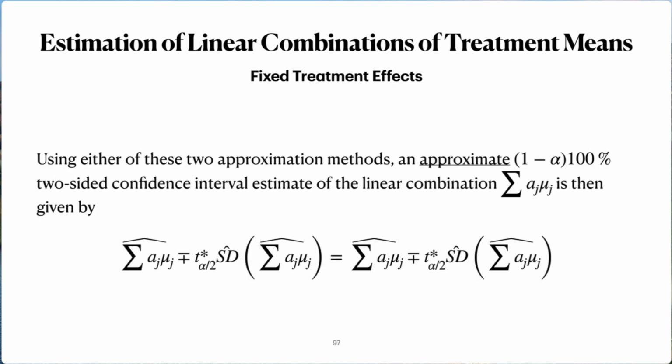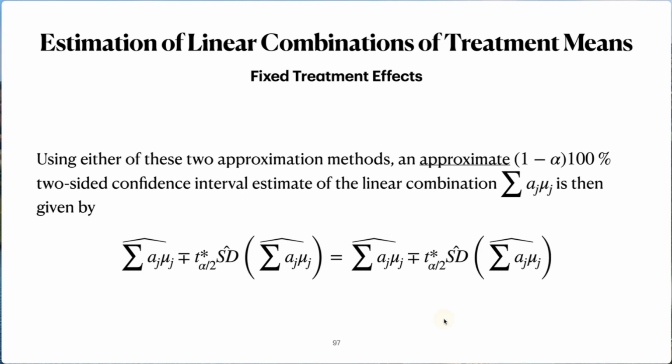And so then using either of these two approximation methods, once we've come up with our approximate interval coefficient, our t star value, then an approximate 1 minus alpha times 100% two-sided confidence interval estimate of the linear combination is given by this expression here. So again, as usual, we start off with our point estimator. Then we go a distance to the left and to the right equal to, in this case, the approximate margin of error. And that gives us the lower and upper endpoints for our confidence interval.